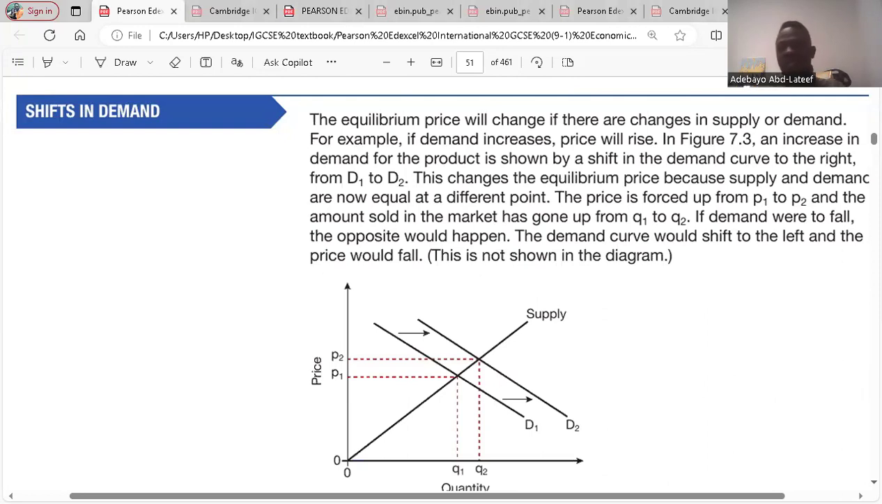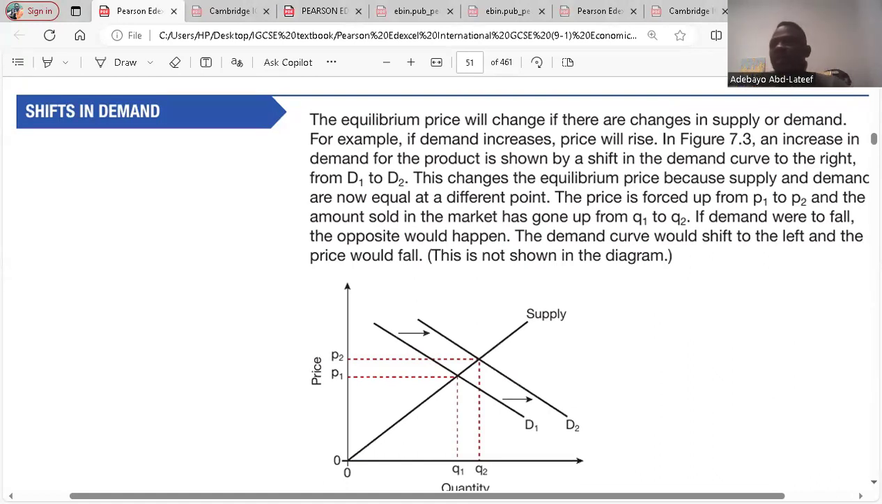The equilibrium price will change if there are changes in supply or demand. For example, if demand increases, price will rise. An increase in demand for the product is shown by a shift in the demand curve to the right from D1 to D2. This changes the equilibrium price because supply and demand are now equal at a different point. The price is forced up from P1 to P2 and the amount sold in the market has gone up from Q1 to Q2. If demand were to fall, the opposite would happen. The demand curve would shift to the left and the price would fall.